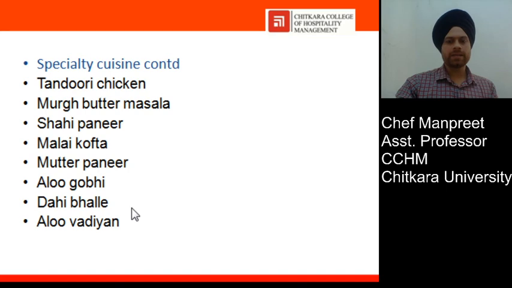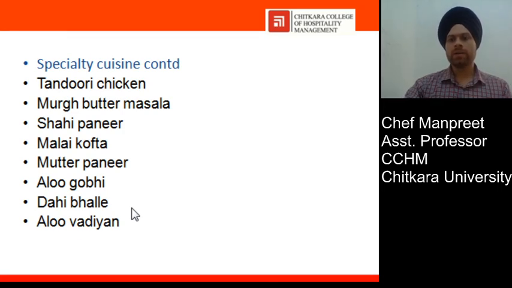Tandoori chicken. Yes, tandoori chicken is cooked in a tandoor. It should be marinated the whole night along with the Punjabi spices, and then cooked inside the tandoor. And murg butter masala is a cooking preparation from Punjab in which the chicken is cooked inside a butter masala gravy.